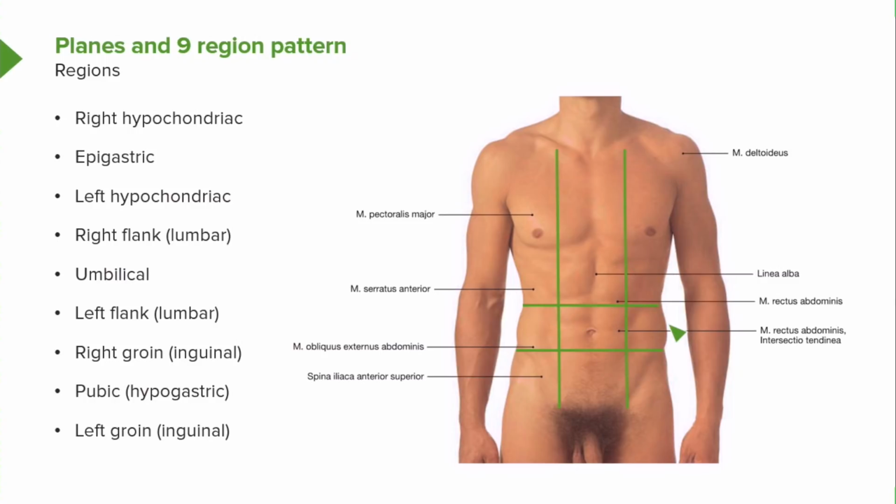The middle regions from the right side of the individual to the left side of the individual would be right flank or right lumbar, umbilical, where you have the umbilicus, and then you would have your opposite left flank or lumbar region. The inferior 3 regions shown here, again running from the individual's right to the left. This would be the right groin or right inguinal region. This is the pubic or hypogastric region. And then we have the opposite left groin or left inguinal region.